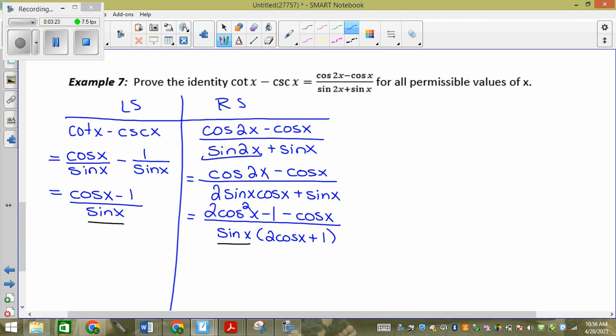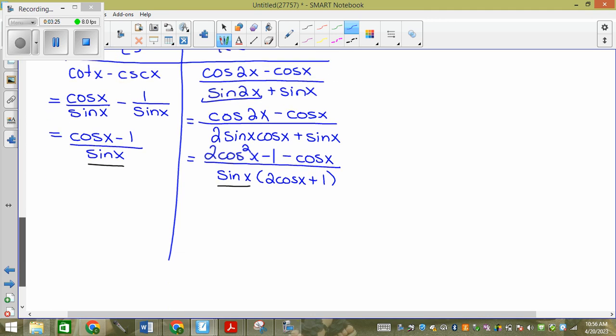What can I do with that top? If I write it in order, I'm just going to write it over here off to the side in order. You can factor it. So I'm going to factor it off to the side.